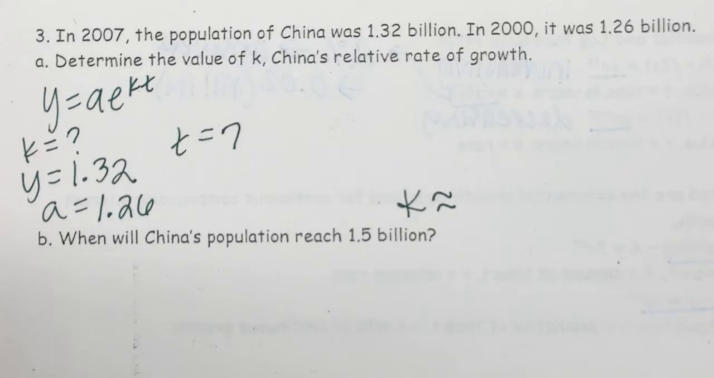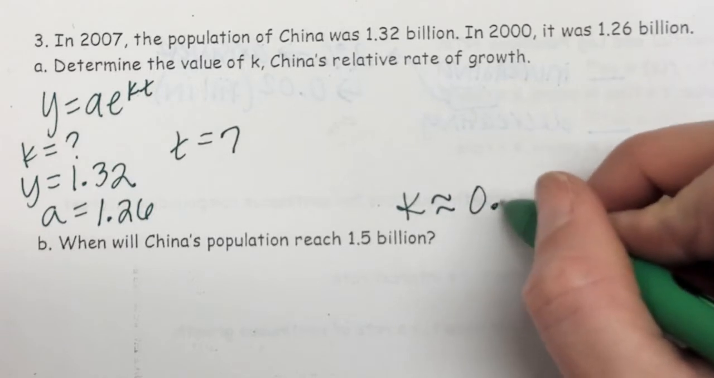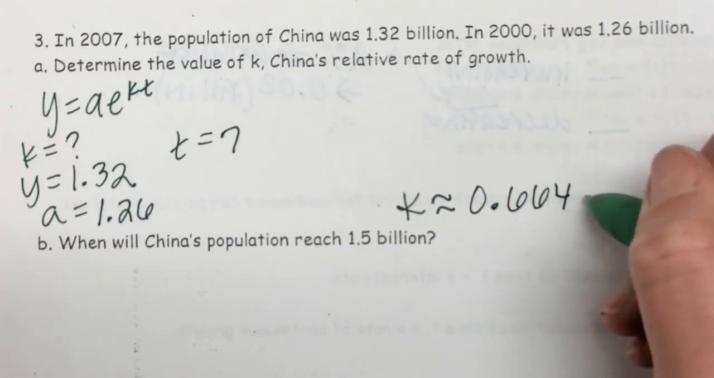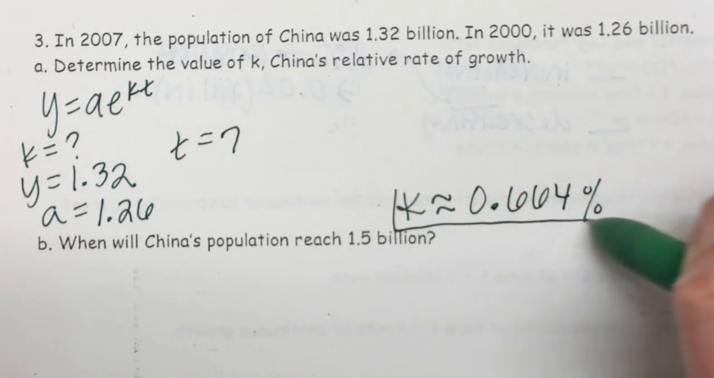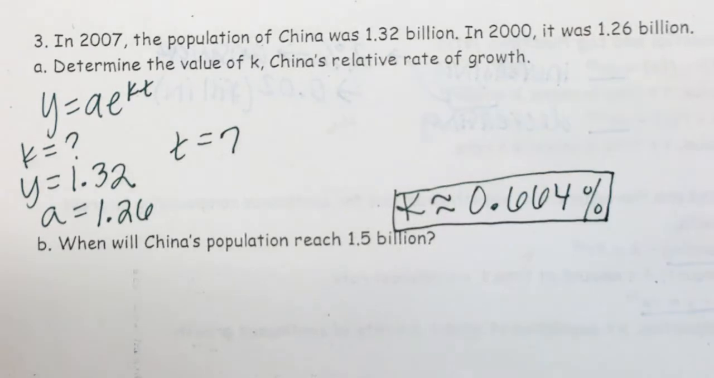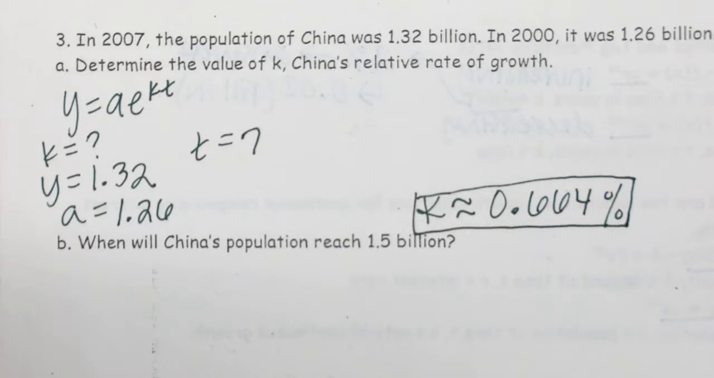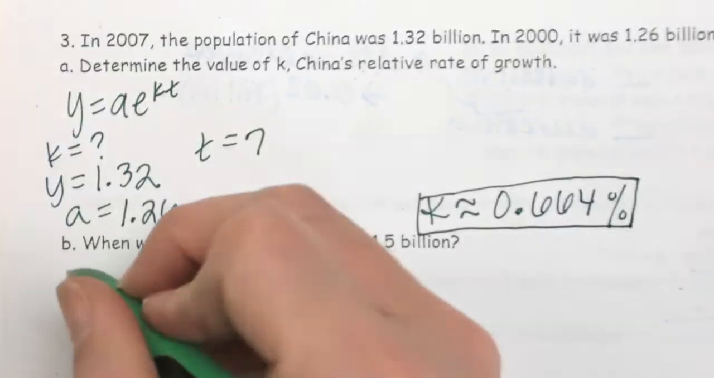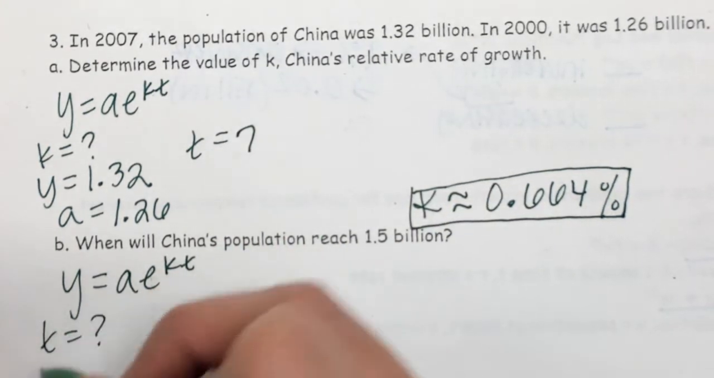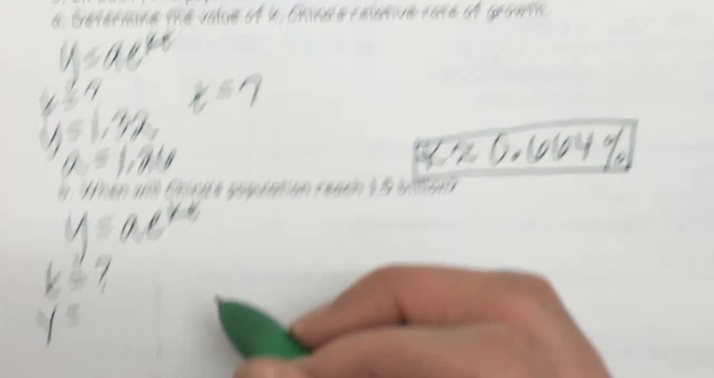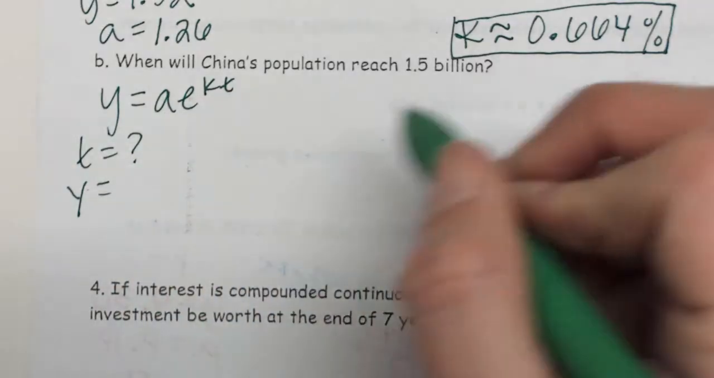Alright, Darius, what'd you get for k? 0.64. Very good. Everybody agree? Any questions? Alright, last part together. It says, when will China's population reach 1.5 billion? What formula are we going to use? Same one. We're solving for what now? Time. What's our y?